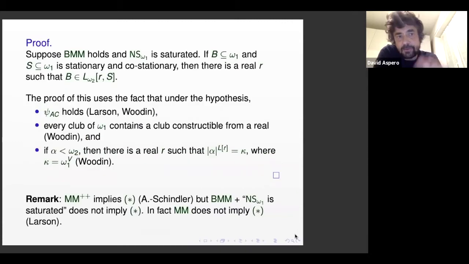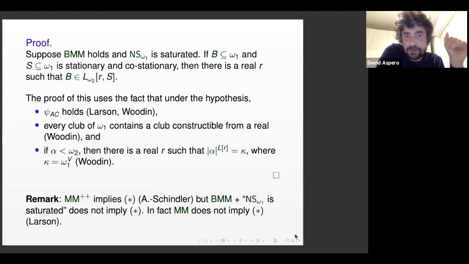So now the proof is as follows. Suppose that BMM holds and the non-stationary ideal is saturated, and then you take any subset B of ω1, and any S which is stationary and co-stationary. Then I can find a real R such that B is actually in L(R) together with S. So this conclusion is a bit stronger than what we had for the star axiom.